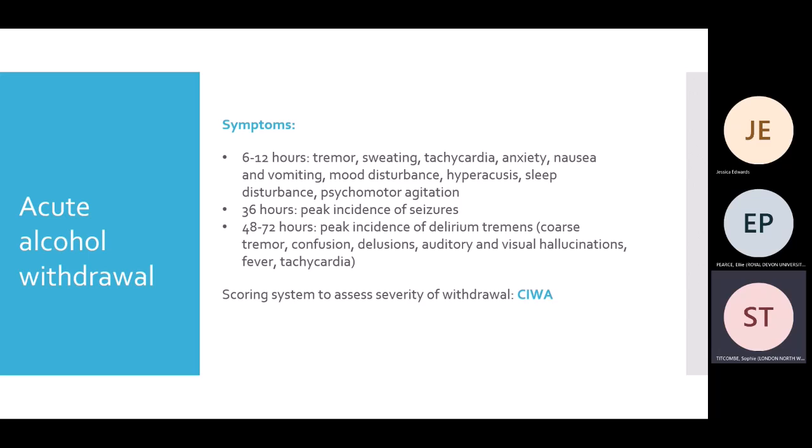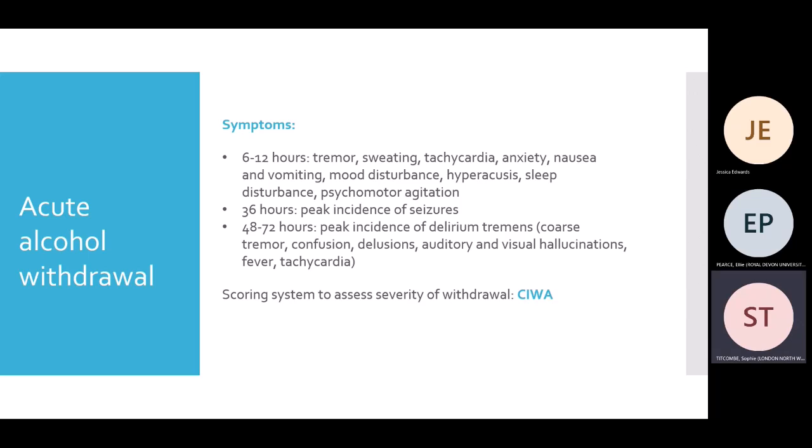When we reach the 36-hour mark, this is when we've got our peak incidence of seizures, and obviously that's something that we need to be really alert to and trying to prevent. And then between 48 to 72 hours, this is when we have our peak incidence of delirium tremens, which is a group of symptoms including coarse tremor, confusion, delusions, hallucinations, fever, and tachycardia.